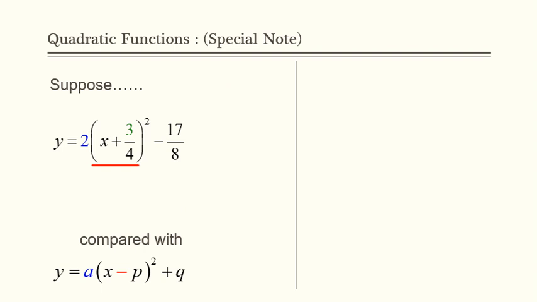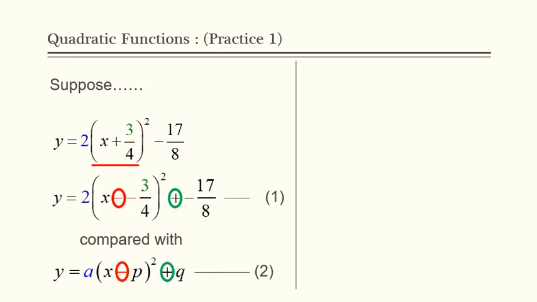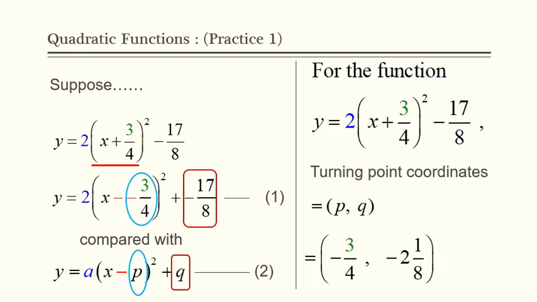Suppose the completed square expression is x plus 3/4 all squared. Think about what the values of p and q should be. Yes, we should rewrite the function to align the signs for the completed square forms first, and then compare the completed square forms to get the p and q values respectively. The turning point coordinates of this function is negative 3/4, negative 2 and 1/8.